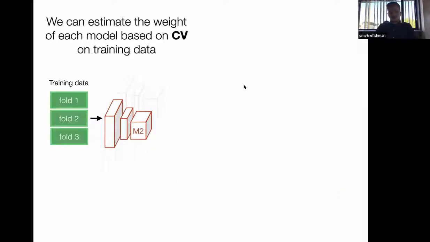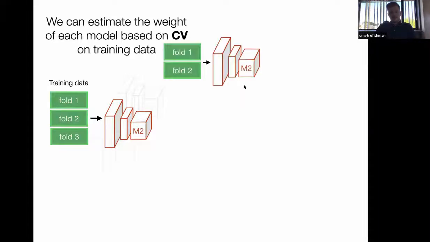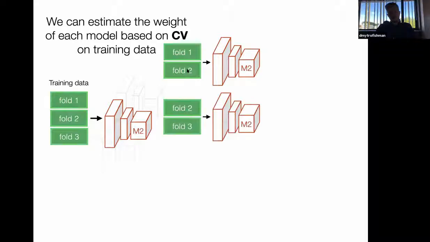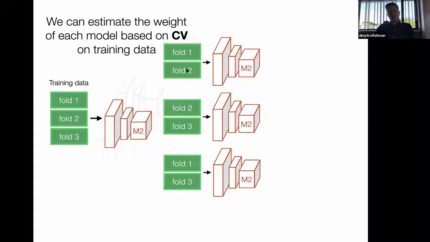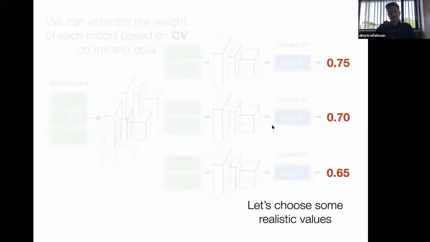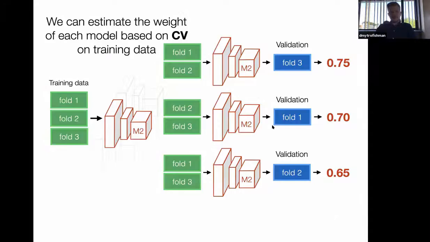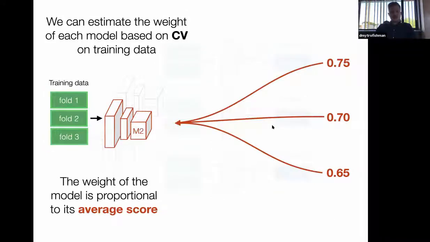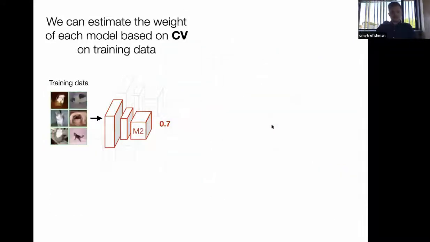So we take a model, we split our data into folds: fold 1, fold 2, fold 3. Then we feed 2 folds, for example, into the model. We train the model on 2 folds, then on the other 2 folds, then on the third pair, and then we predict on the validation set, right? We get some scores: score 1, score 2, score 3. For example, something like 0.75, 0.7, 0.65. We take the average, and we do it for all 3 models.